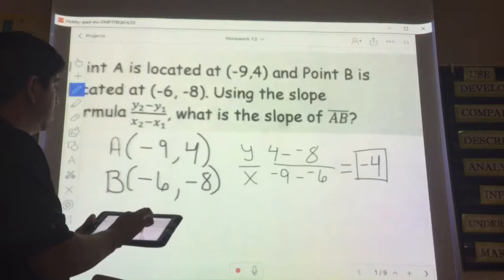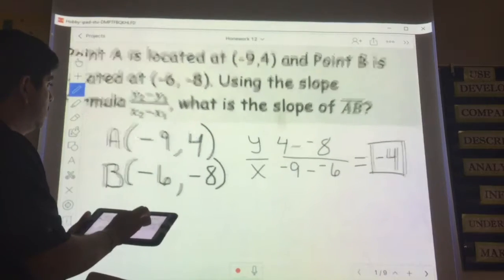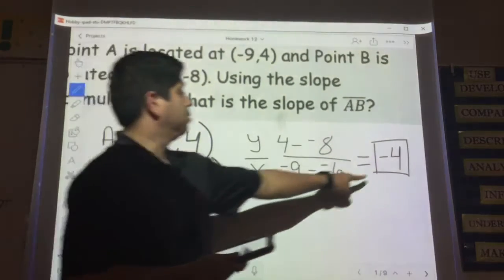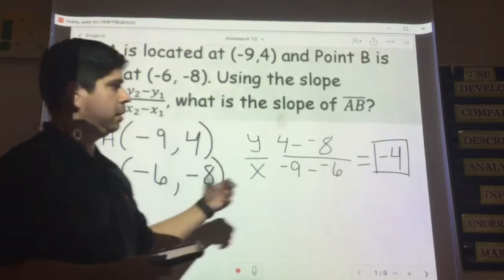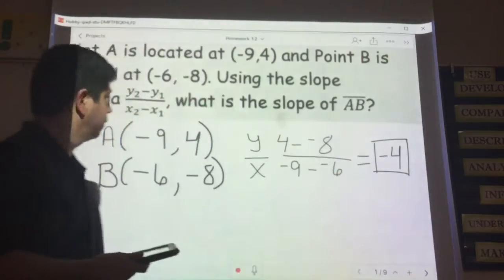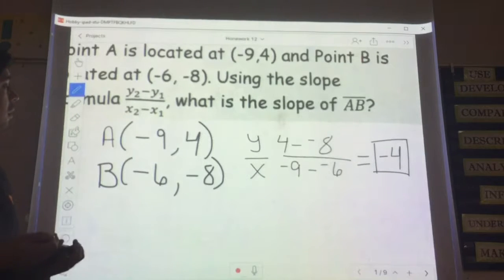Zoom out. Okay, so my answer would be negative 4. It will come out to be negative 4 over 1, but the calculator automatically just puts it as negative 4. Alright, that's number one.